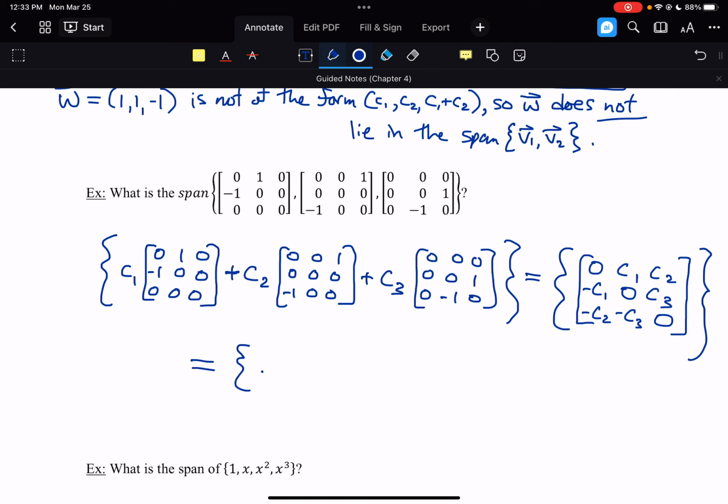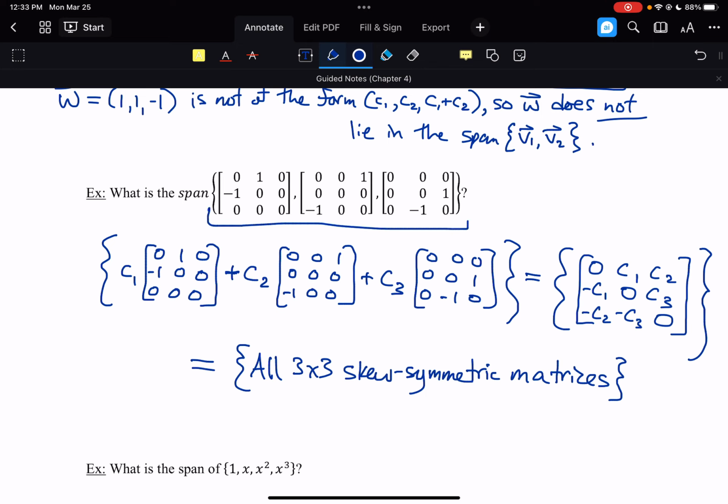So this is the set of all 3 by 3 skew symmetric matrices. That is the span of these 3 matrices. So in other words, if you take these 3 matrices and create a linear combination of them, you can create any and all 3 by 3 skew symmetric matrices using a linear combination of these 3. Okay, so they span all 3 by 3 skew symmetric matrices.